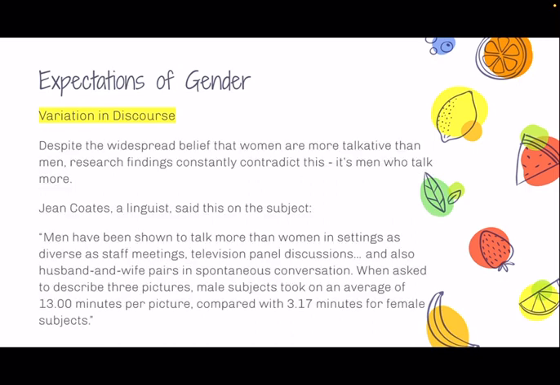Despite the widespread belief that women are more talkative than men, research findings constantly contradict this. It's actually men who talk more. Jean Coates, a linguist, said this on the subject. Men have been shown to talk more than women in settings as diverse as staff meetings, television panel discussions, and also husband and wife pairs in spontaneous conversation. When asked to describe 3 pictures, male subjects took on average 13 minutes per picture compared with 3 minutes and 17 seconds for female subjects.